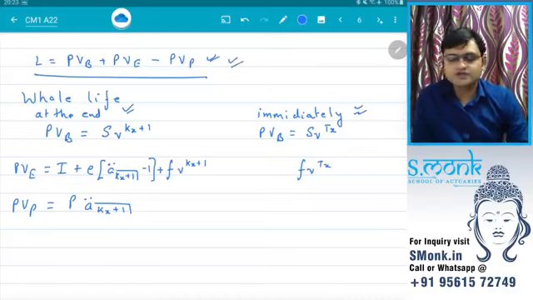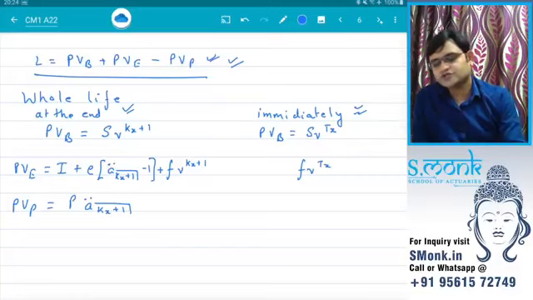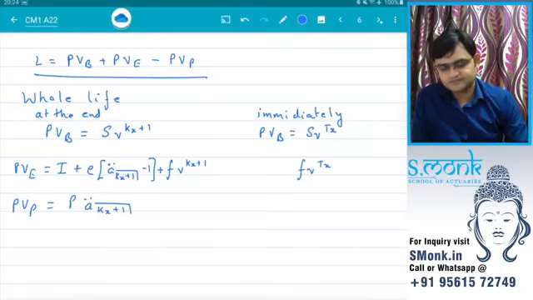This is called our future lifetime random variable. Okay, sorry, future loss random variable. Okay, future loss random variable.